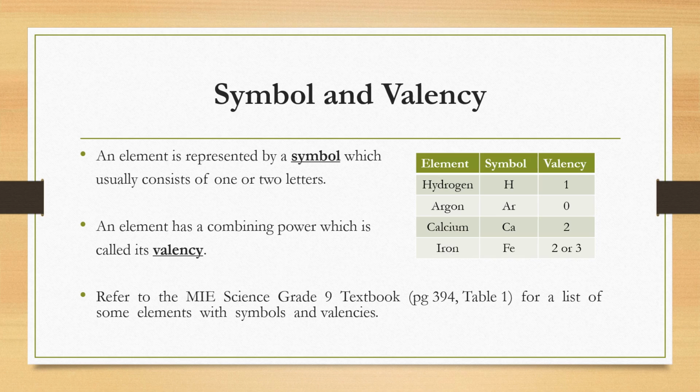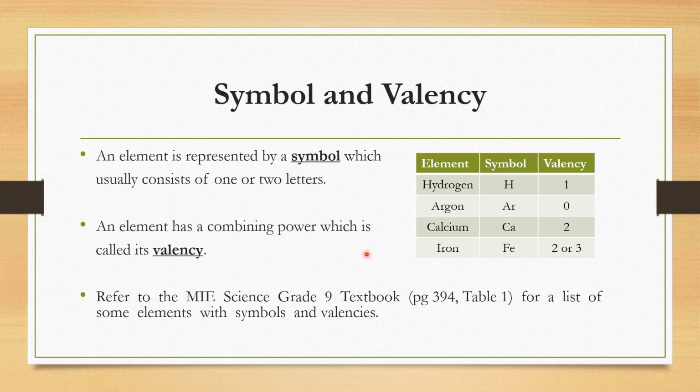In grade 8, you have learned that an element is represented by a symbol which usually consists of one or two letters. For example, the symbol of hydrogen is H and that of argon is Ar. Calcium has symbol Ca and iron has symbol Fe.